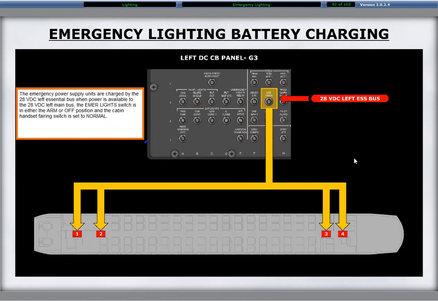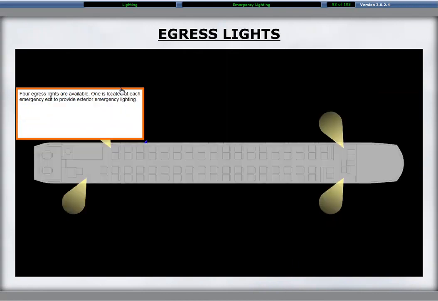The emergency power supply units are charged by the 28-volt DC left essential bus when power is available to the 28-volt DC left main bus. The emergency light switch is in either the arm or off position, and the cabin handset fairing switch is set to normal. Four egress lights are available.